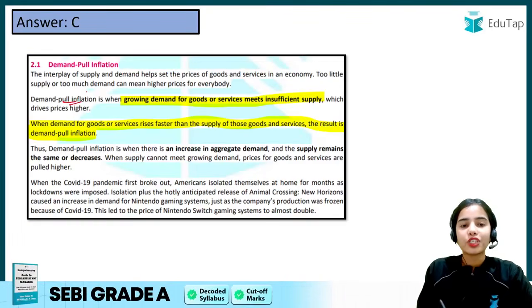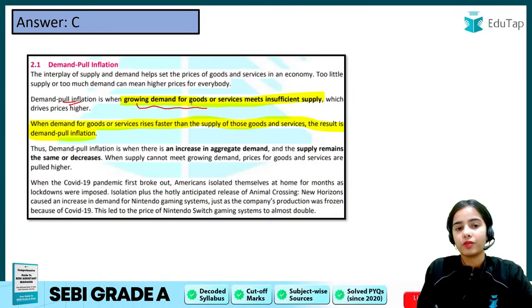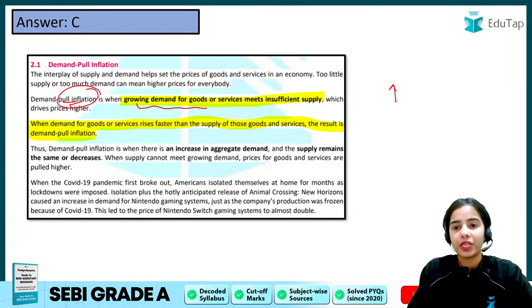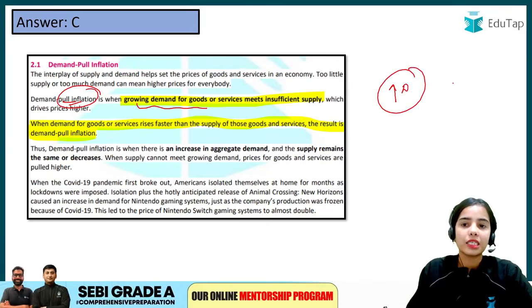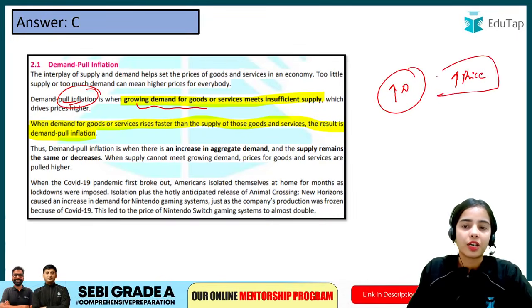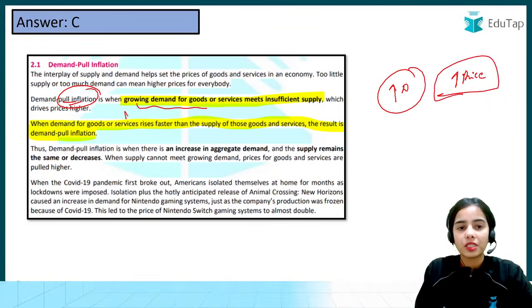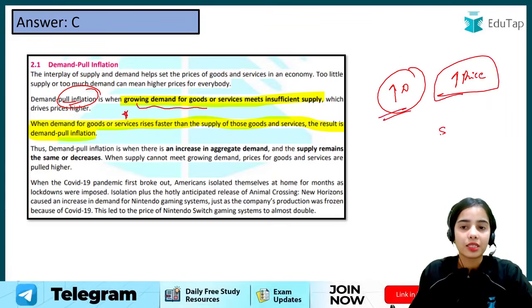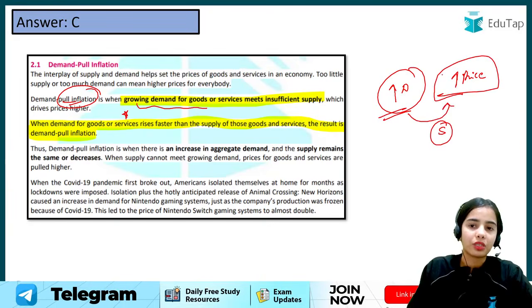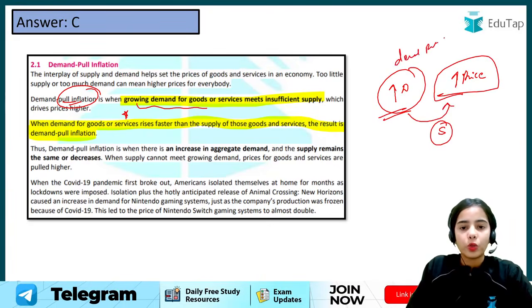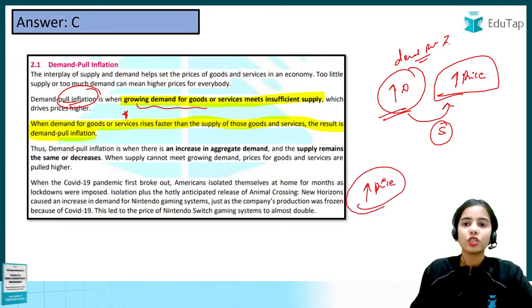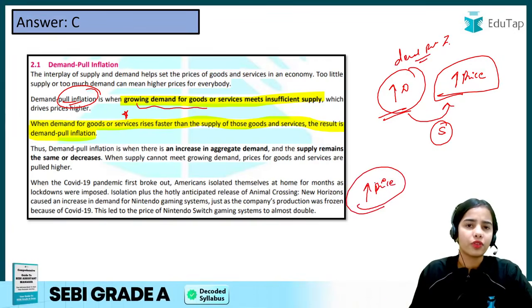So demand pull inflation happens when there is growing demand, and with the increase in demand, the general price levels start to increase. When demand for goods and services rises faster than the supply, the price starts to increase. So this leads to demand pull inflation. Increase in administered price, if the government is directly increasing the price, is not because of an increase in demand.